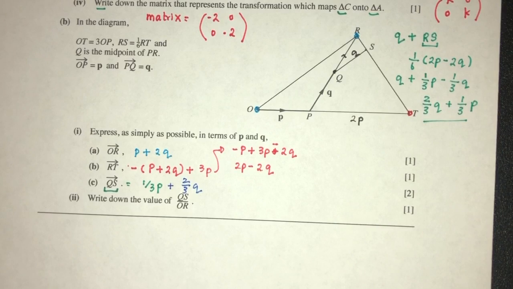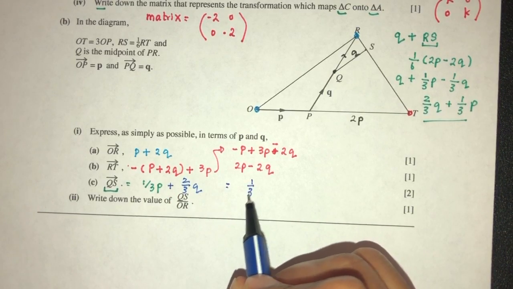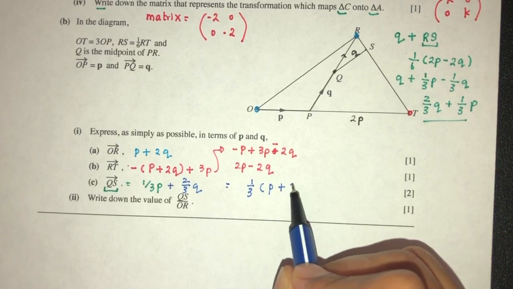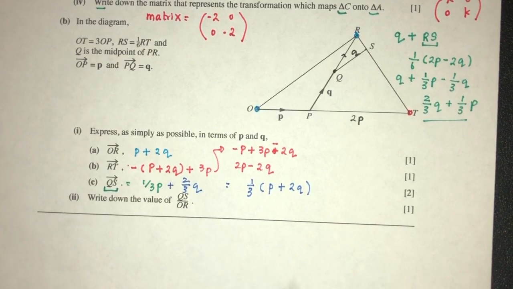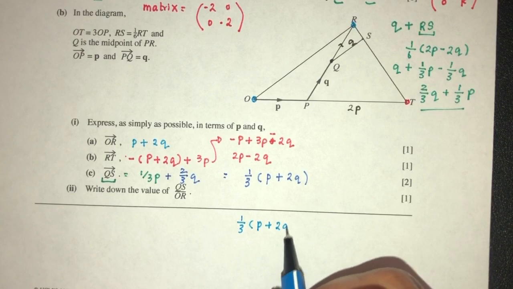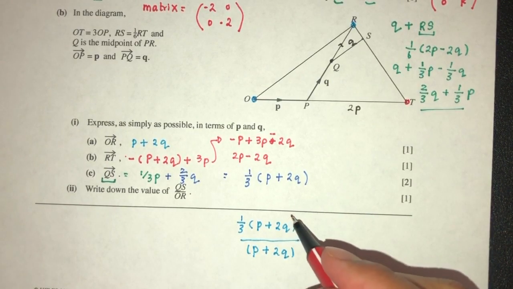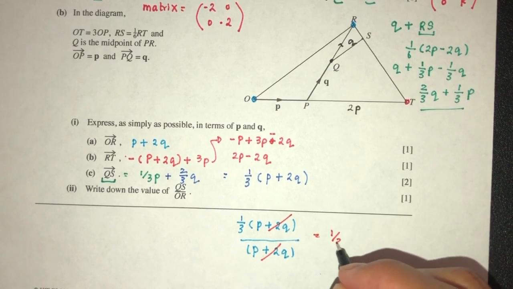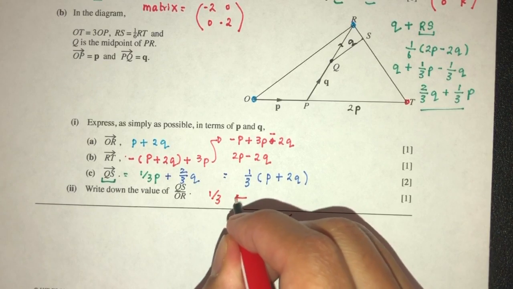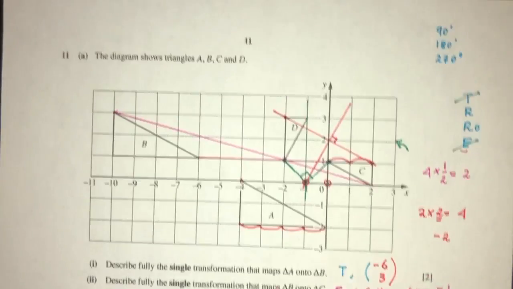Now we have to write down the value of the ratio of QS over OR. So QS was found to be this. Now if you want to simplify, we can take out 1 over 3 outside. You will have the value of P plus 2Q. So if you replace back in this fraction, on top you will have 1 over 3 times P plus 2Q. Now what is OR? OR was found to be P plus 2Q. Now these two obviously will cancel out. So your value will be 1 over 3. That is part 2 of your question. And that is your question in relation to vectors, and that is your question number 11.